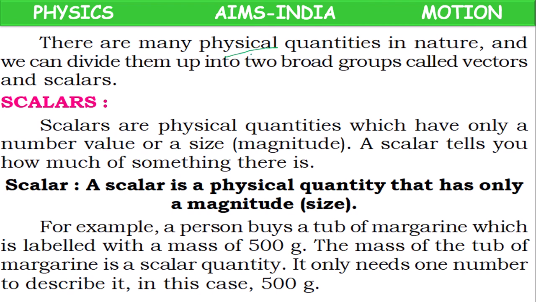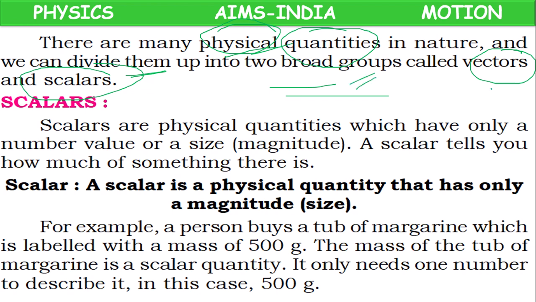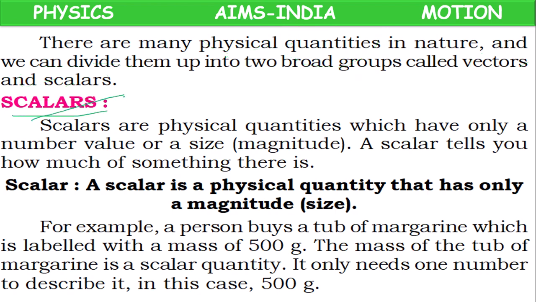All these physical quantities in nature, we can divide into two broad groups called vectors and scalars. Whatever physical quantities we observe in nature or in our daily life, we can group them into two categories. One is vectors, another is scalars. So what are scalars here? Scalars are physical quantities which have only a number value, or size, or magnitude.